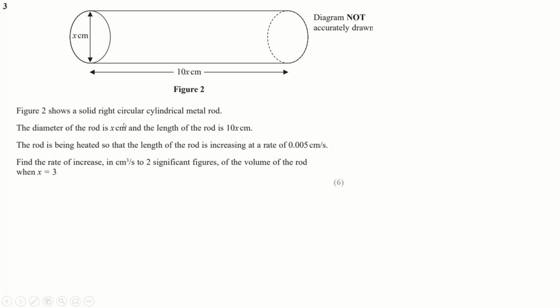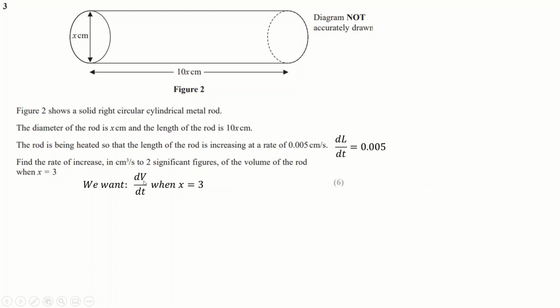So we've got the diameter of the rod is this. The rod's being heated, so the length of the rod is increasing at a rate of this. So dl, if I call the length L, dl by dt is this. Okay. Now find the rate of increase of the volume when x is 3. So we're looking for dv by dt, that's the rate of increase of volume when x is 3.